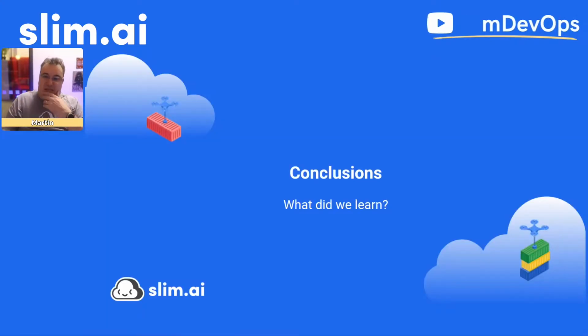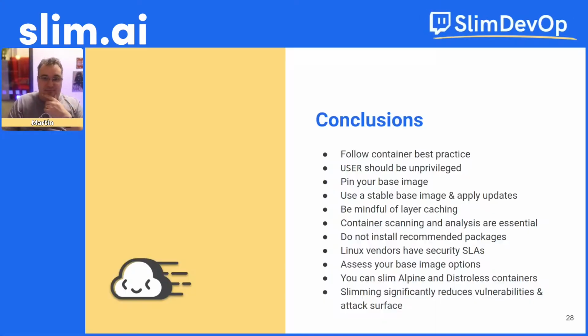So let's take a look at what we've learned. Follow container best practice. It will help set you up for success. Always run internet-facing apps and services via unprivileged user accounts. Nobody in this case.